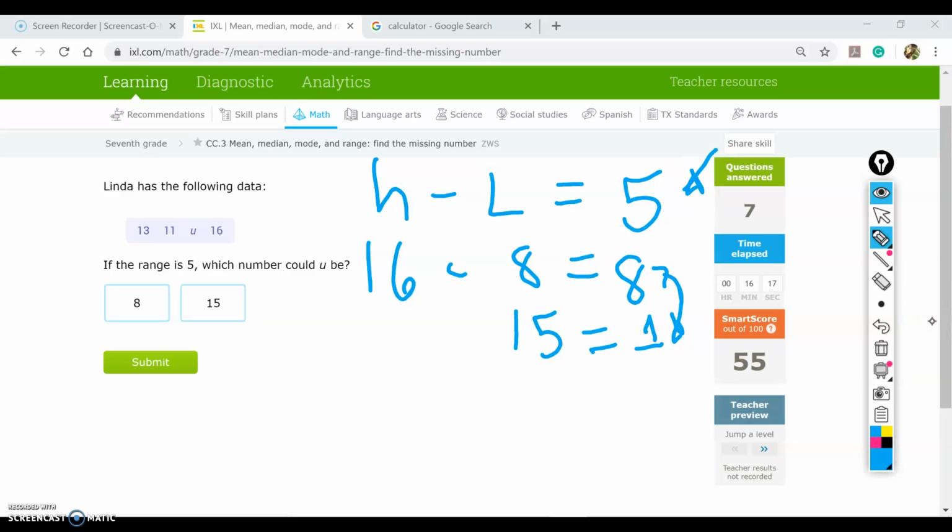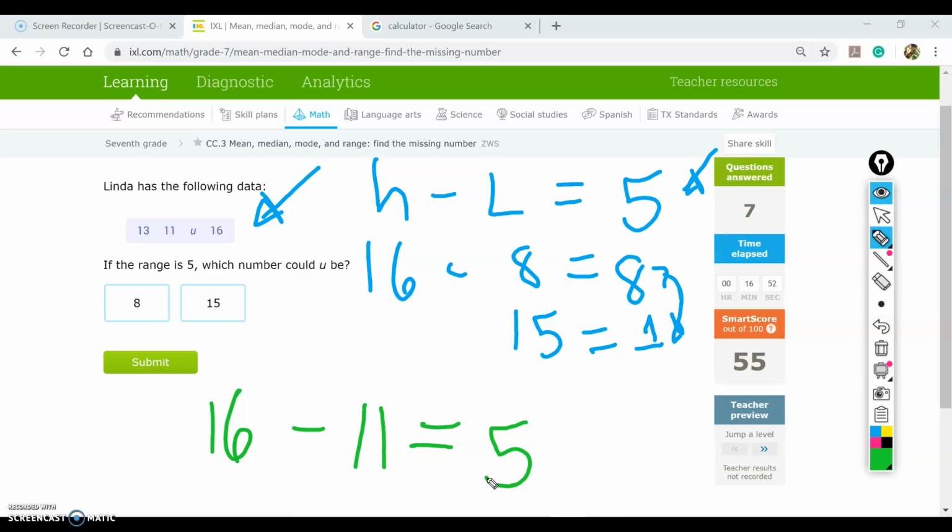So then what can I do? Well, they're only asking me to find what number I can replace for U if I need a range of 5. But if I just checked in here, neither of those 2 numbers would give me 5. Then what would be the other approach I can take? Well, that other approach would be just using the numbers that are provided already in here. Now, if I use those numbers, the highest number is 16 and the lowest number is 11. If I do 16 minus 11, that is equal to 5, which is the range I'm looking for.